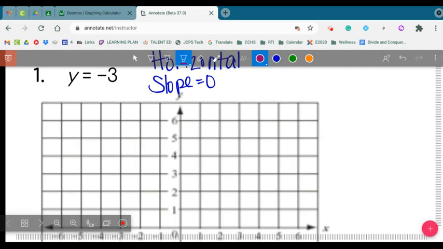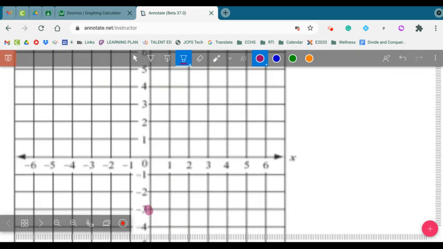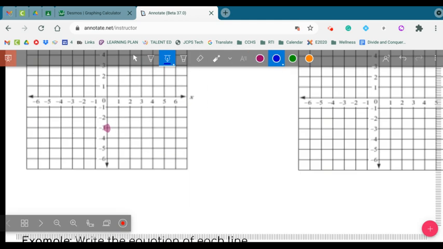Graphing this, we're going to graph -3 on the y-axis. So find your y-axis, which is the one that's up and down, plot -3. Since this is horizontal, this is going to go across. It will not go up and down because we don't want to stay on our y-axis. So we're going to just draw a line across. Just make sure you put your arrows.